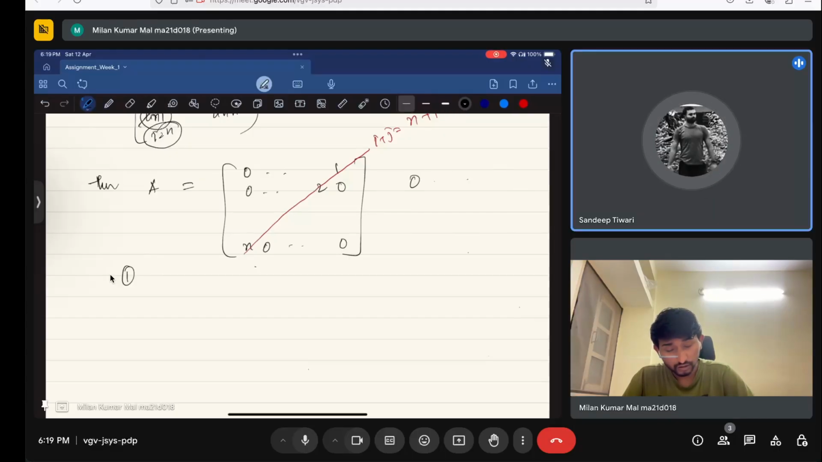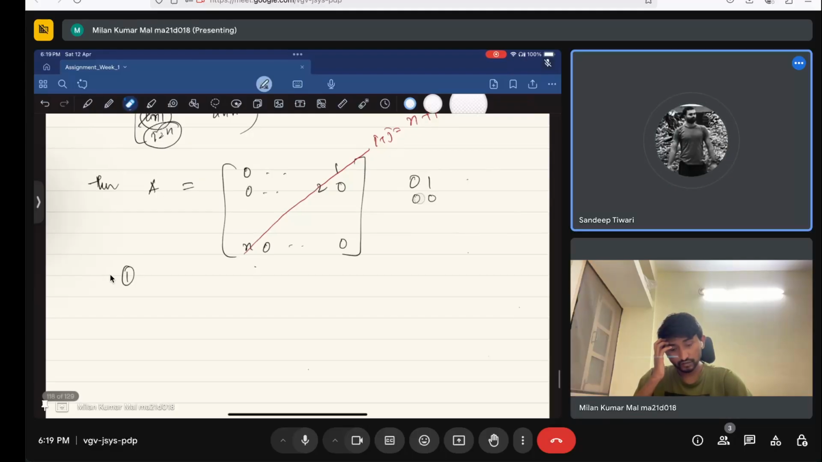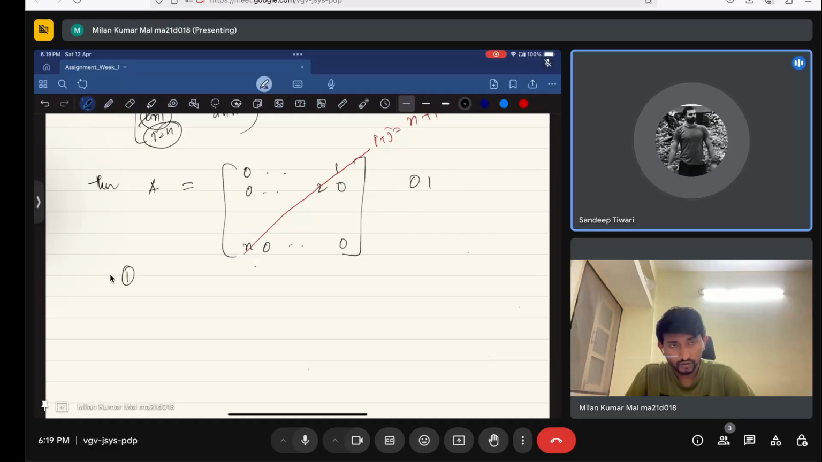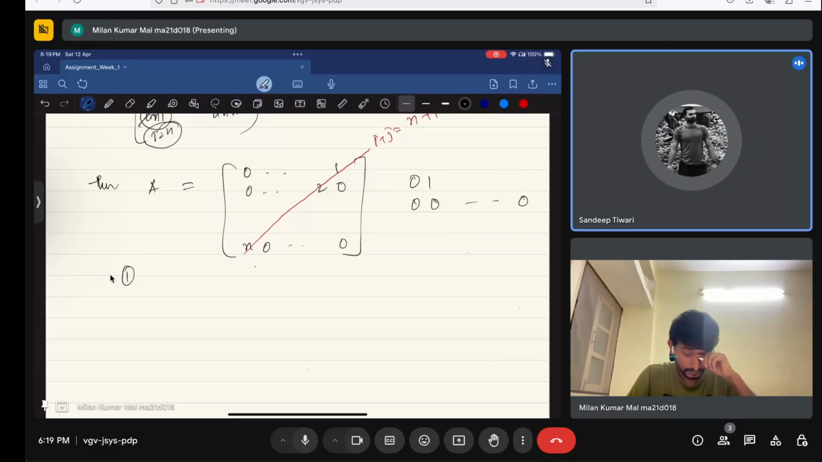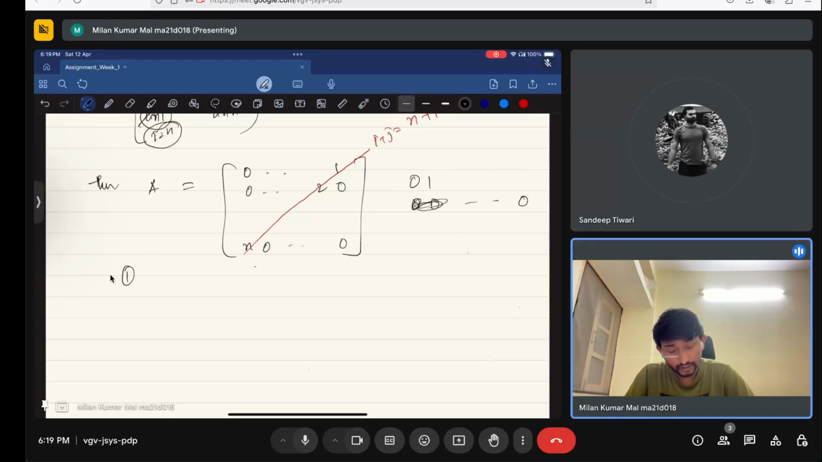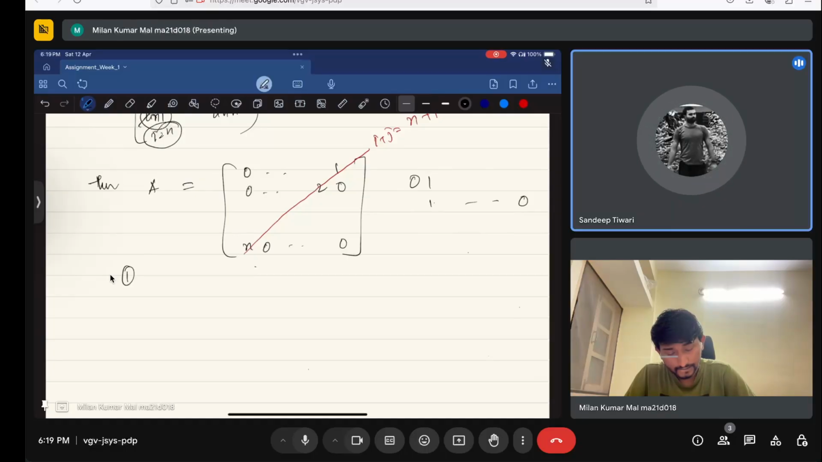This is a block diagonal matrix where the blocks are 2 cross 2. The first block has first row 0, 1 and second row 100, 0. The first entry of the second row is 100, and then 0.